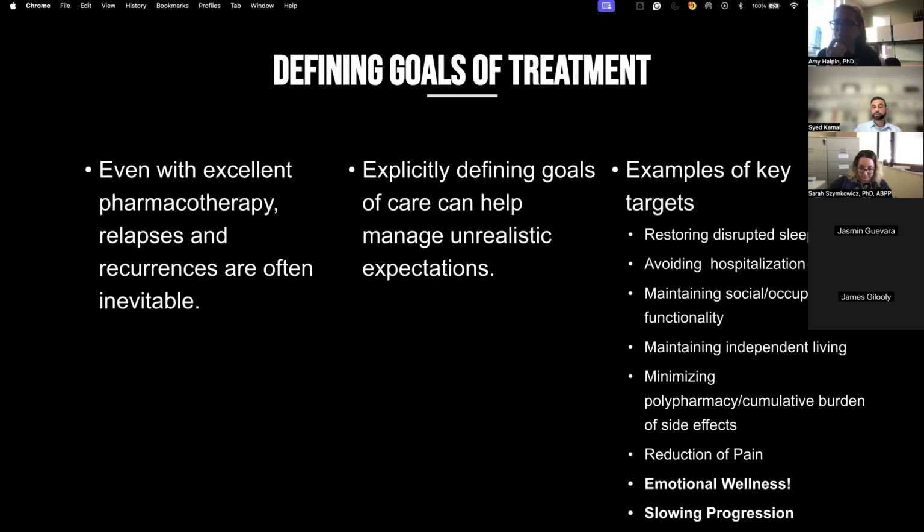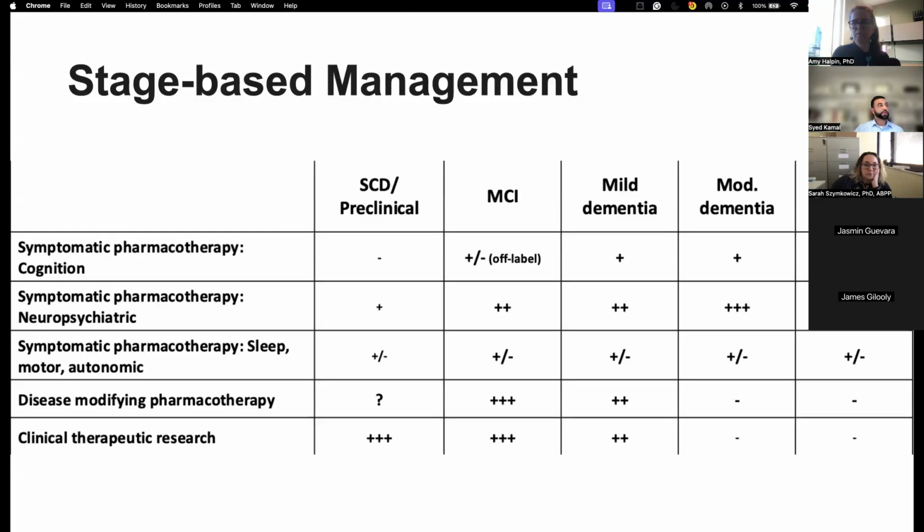And then lastly, slowing the progression of the disease. Now we finally have treatments that can actually target the disease process itself. So when it comes to the different stages, there are optimal times to start the cognitive therapies, optimal times to start the neuropsychiatric. And as you can see, usually with the cognition, earlier is better. But with some of the neuropsychiatric symptoms, these often manifest more towards the mild and moderate stages.